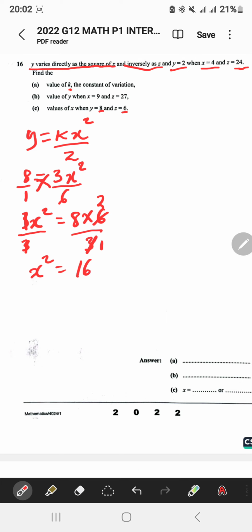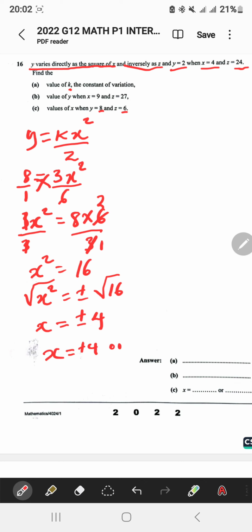Since we have x squared, we need to find the values of x. To get rid of the squared, we'll simply introduce a square root on both sides of the equation. So we are going to have the square root of x squared is equal to positive or negative the square root of 16. So the square root of x squared is x, which is equal to positive or negative the square root of 16, which is simply 4. Therefore, the values of x will be equal to positive 4 or negative 4. So these are the answers to the question.